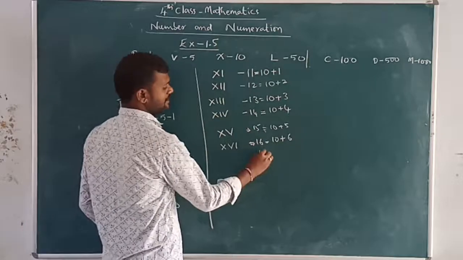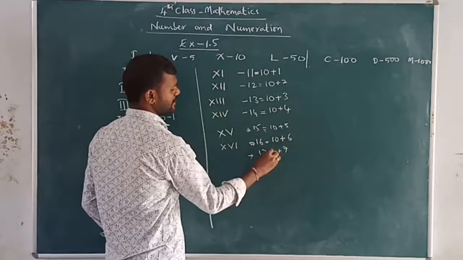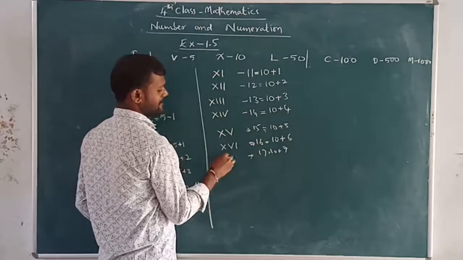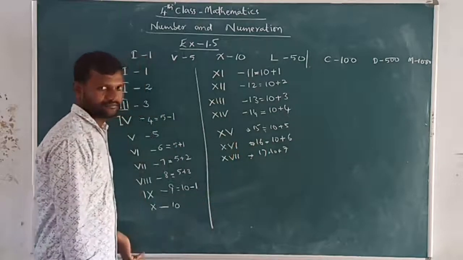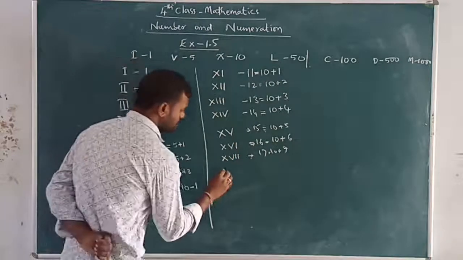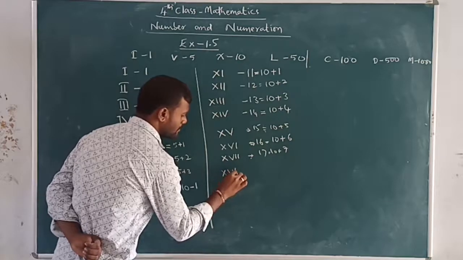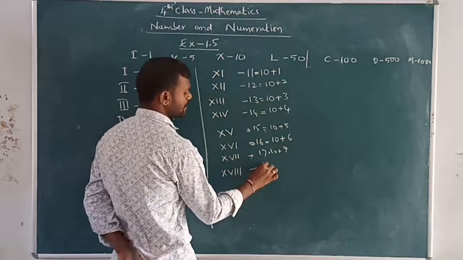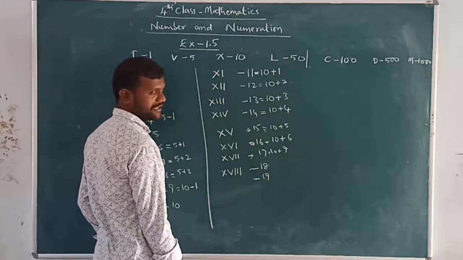How can you write 17? 17 means 10 plus 7. So X and 7. This is 7. 17. And 18. How can we write 18? 10 and 8, again like this. It is nothing but 18. Next, 19.